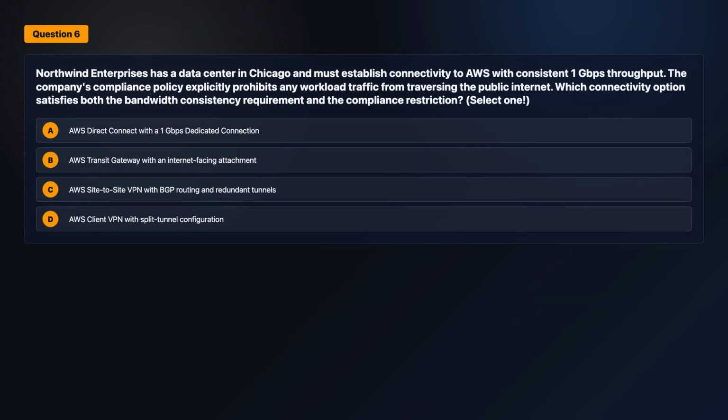Okay. Question 6. Anchor on the exact workload. Northwind Enterprises has a data center in Chicago and must establish connectivity to AWS with consistent 1 gigabit per second throughput. The company's compliance policy explicitly prohibits any workload traffic from traversing the public internet. Which connectivity option satisfies both the bandwidth consistency requirement and the compliance restriction? Select one. Review the answer choices on screen.